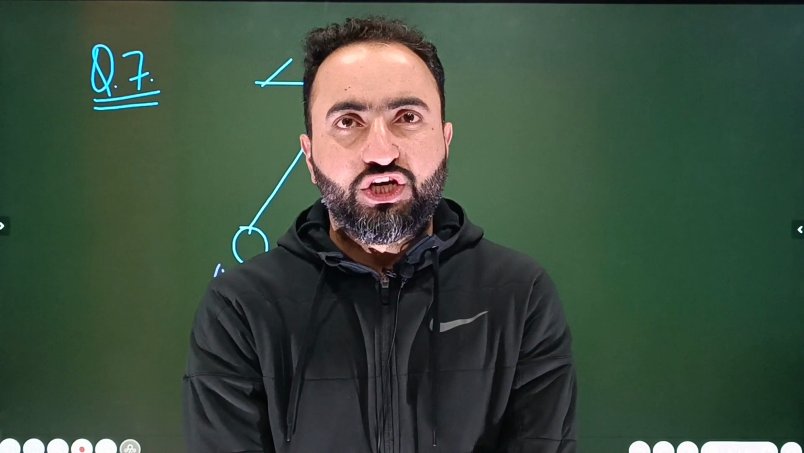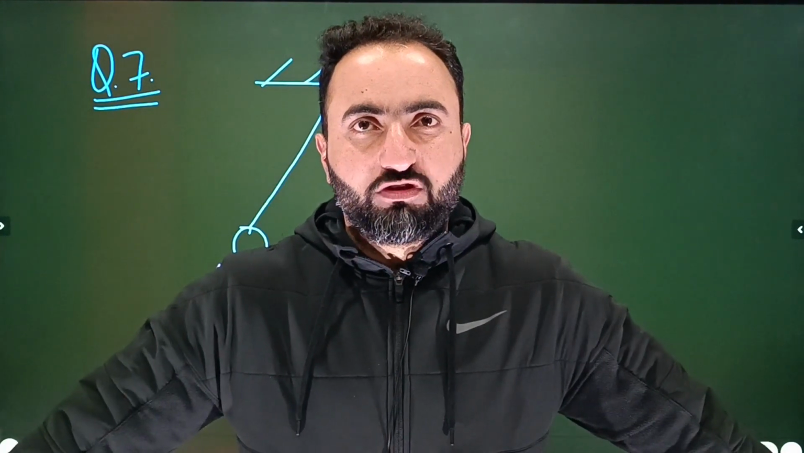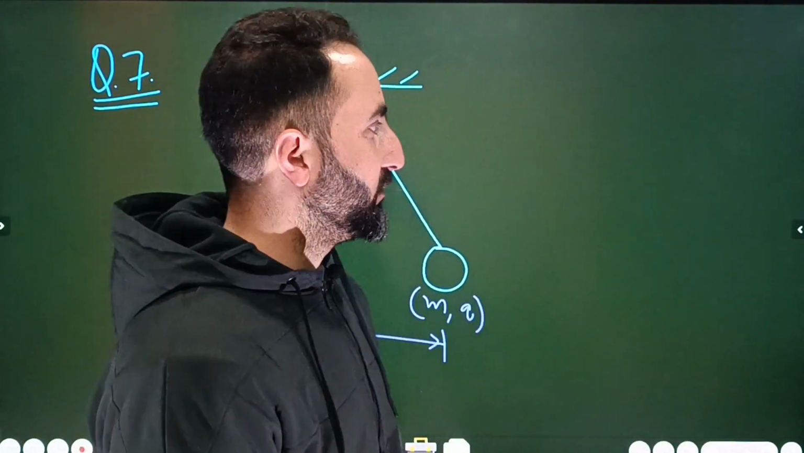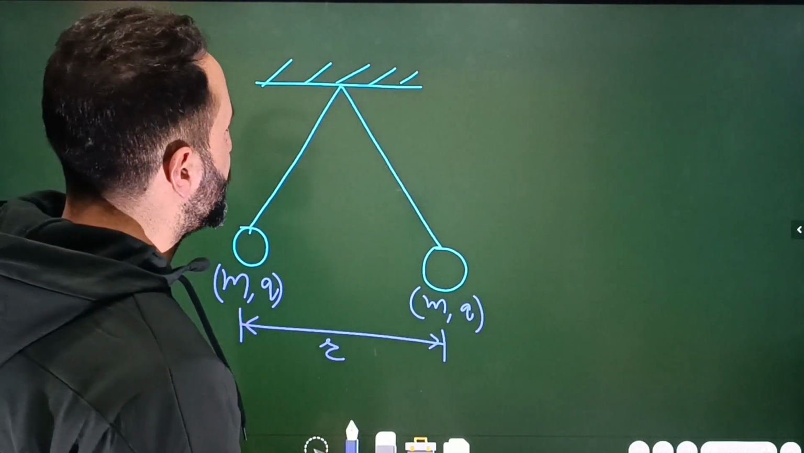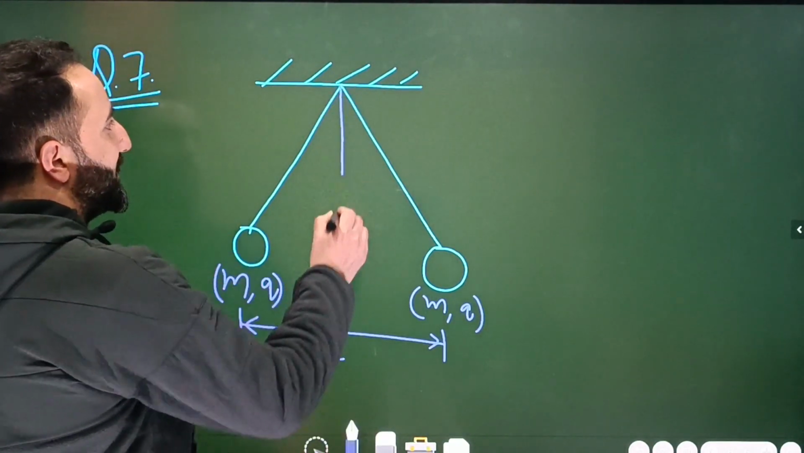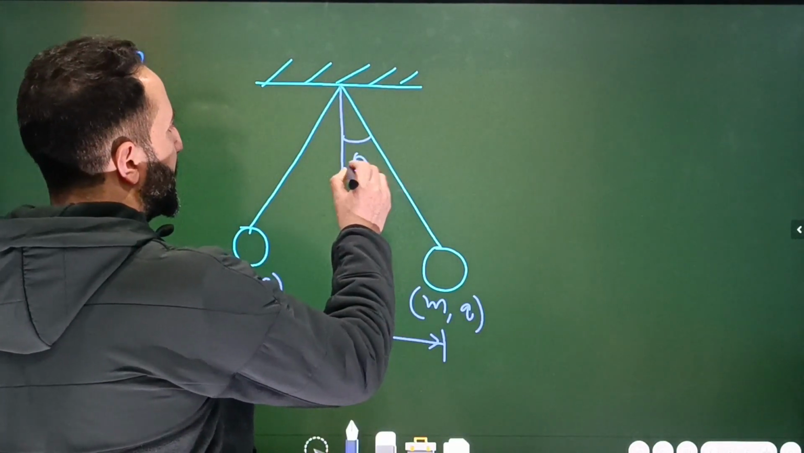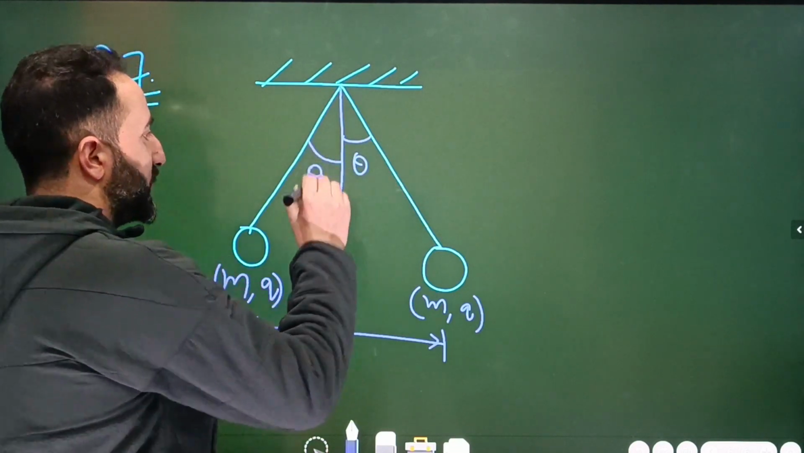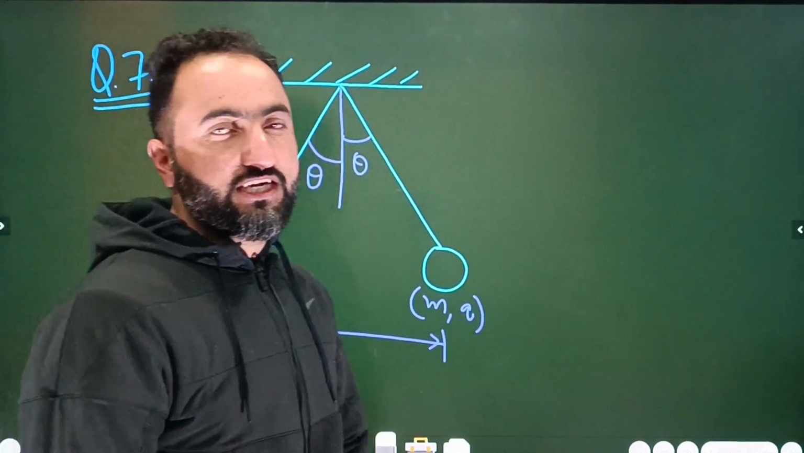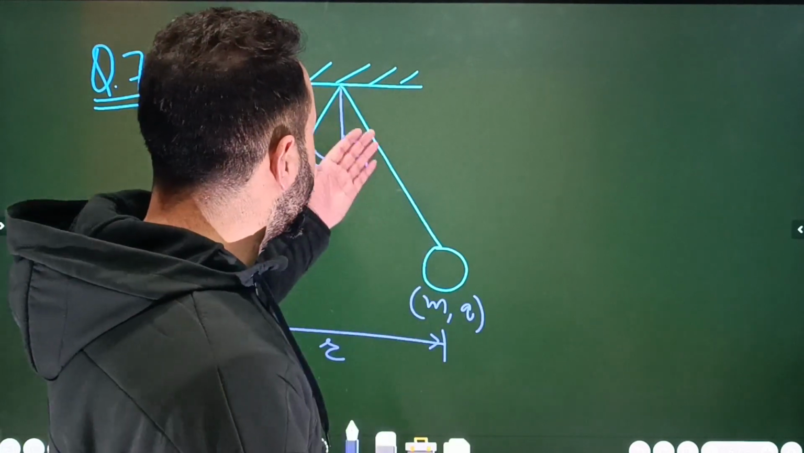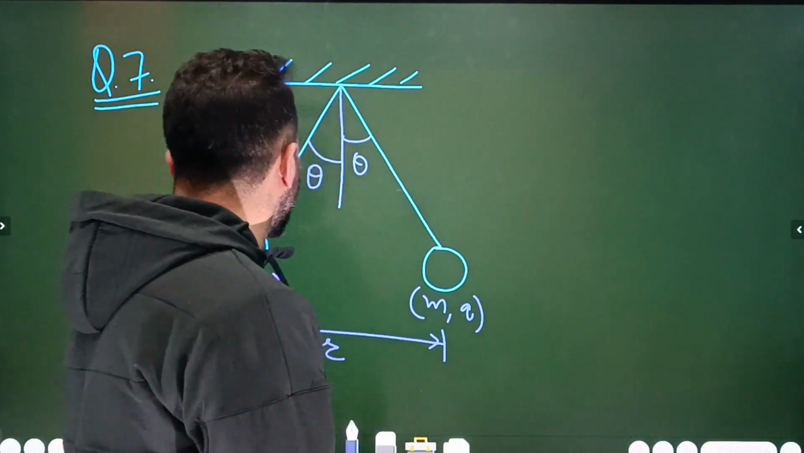So they are like this. Now both are charged, so they will move apart like this because of the force of repulsion. Now, this is the vertical line, so this angle is, for example, theta, and this angle is also equal to theta. Angle theta and angle theta, and this is the string here.